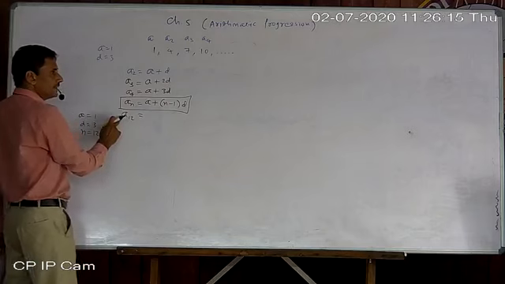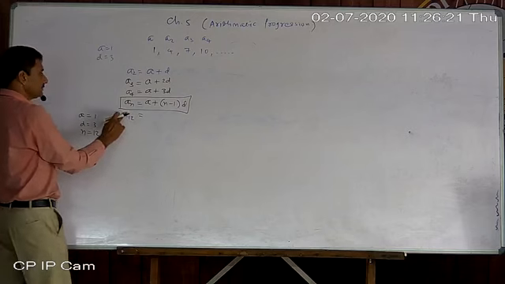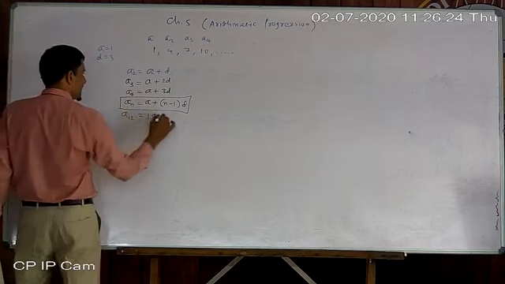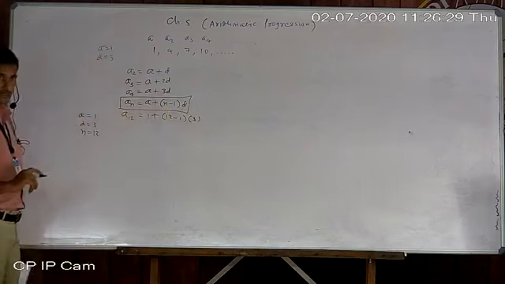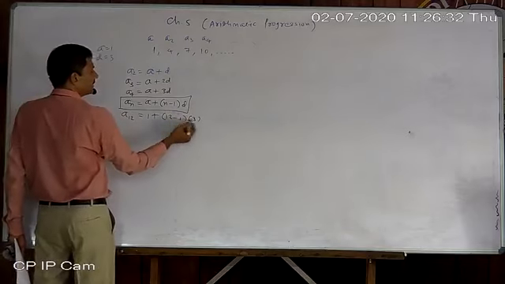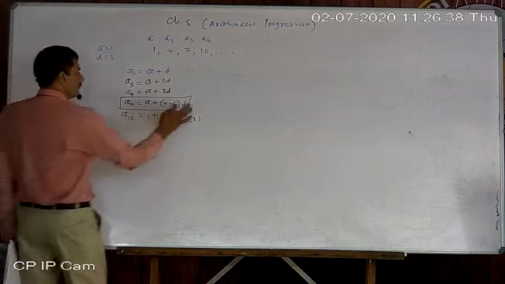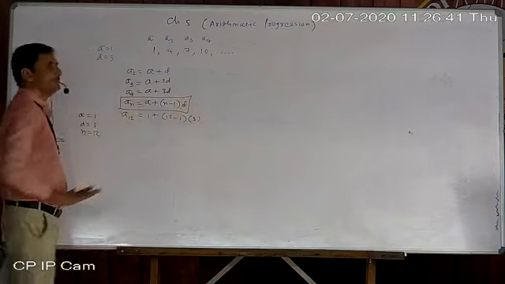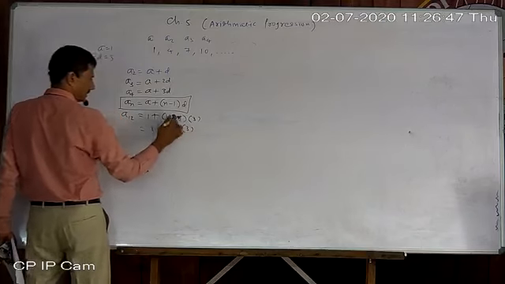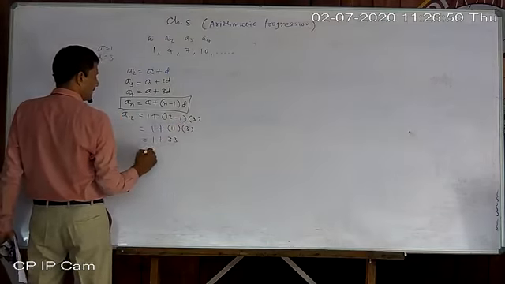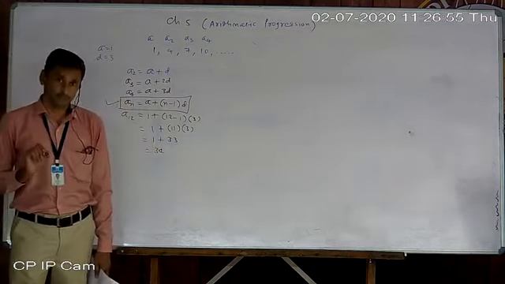12 is a sequence number, just like your roll number. It is not the value. So a12 equals 1 plus (12 minus 1) times d, which is 3. d is always placed in brackets. Why? There may be a negative d, and at that time it becomes problematic. So keep in mind and be habituated to place the value of d in brackets only. Now just simplify it: 1 plus 11 into 3, so 1 plus 33. It will be 34. Okay.